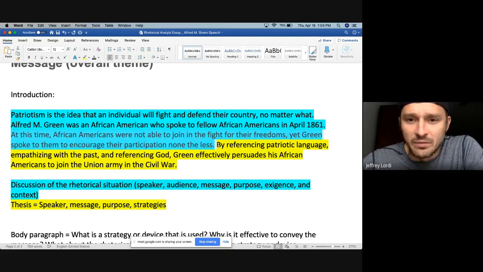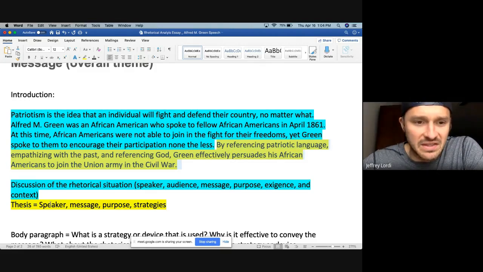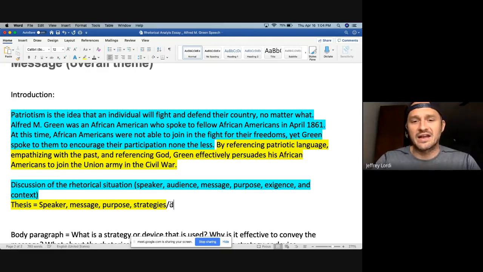And then we get into the yellow part, which is the most important part of your intro by far, which is the thesis. What's the speaker? What's the message? What's the purpose? And what are the strategies or devices, right?